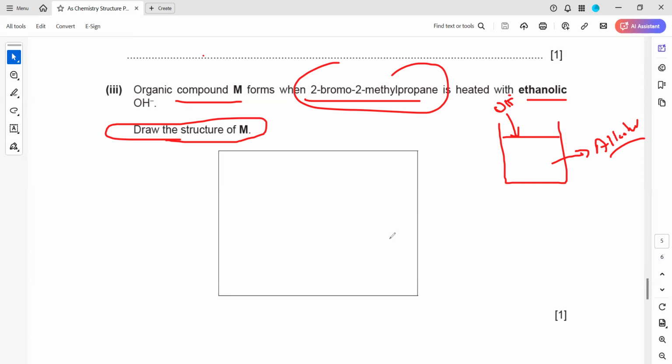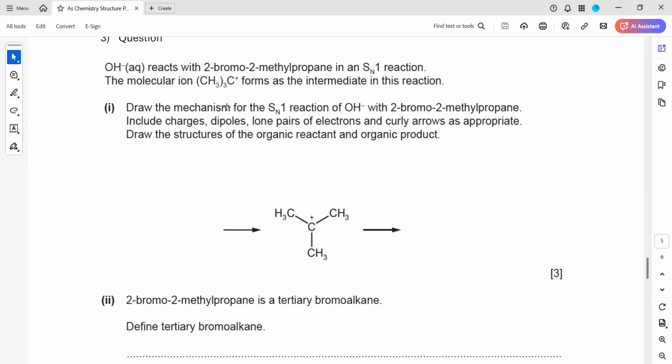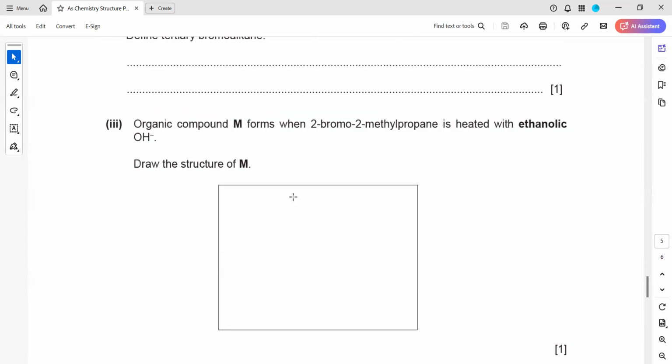But if it was an aqueous medium, there's a substitution reaction. As there's a substitution reaction, this means that the SN1 and SN2 reactions will take place.